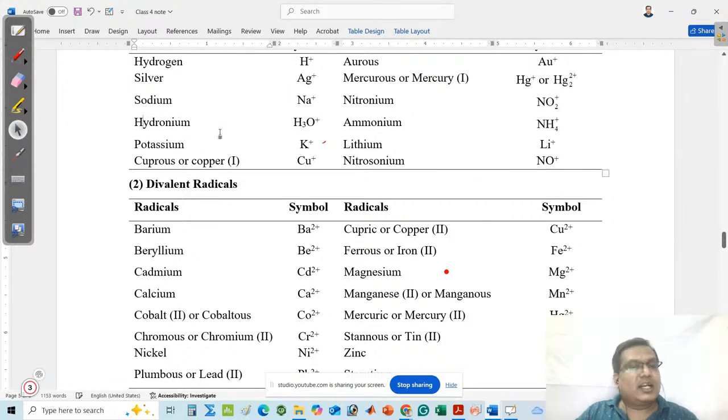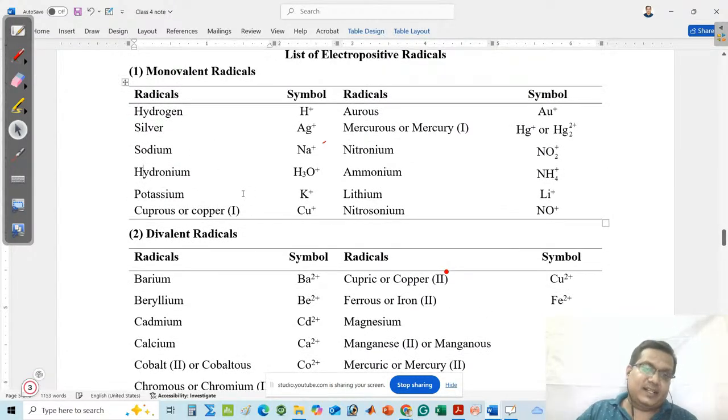It is highly necessary to remember all the names of the radicals. Without this, you will be unable to write the formula of a compound. For writing the formula of a compound, it is highly necessary to remember the names of the radicals.